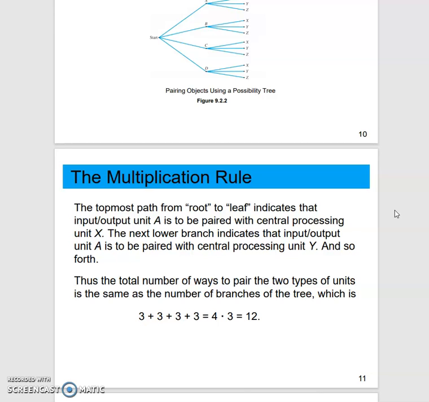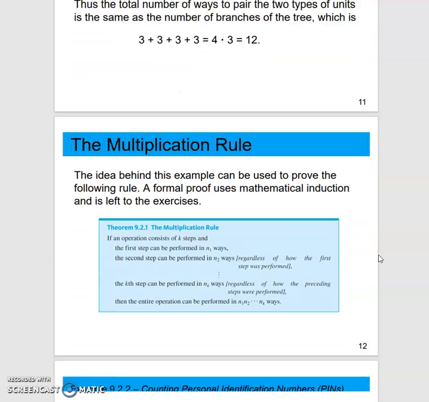All right, now again, this one's a little bit more straightforward than what we had in the last one, but you'll notice we're going to end up getting 3 plus 3 plus 3 plus 3. In other words, 4 times 3, which in this case does get me 12 as my sample space.